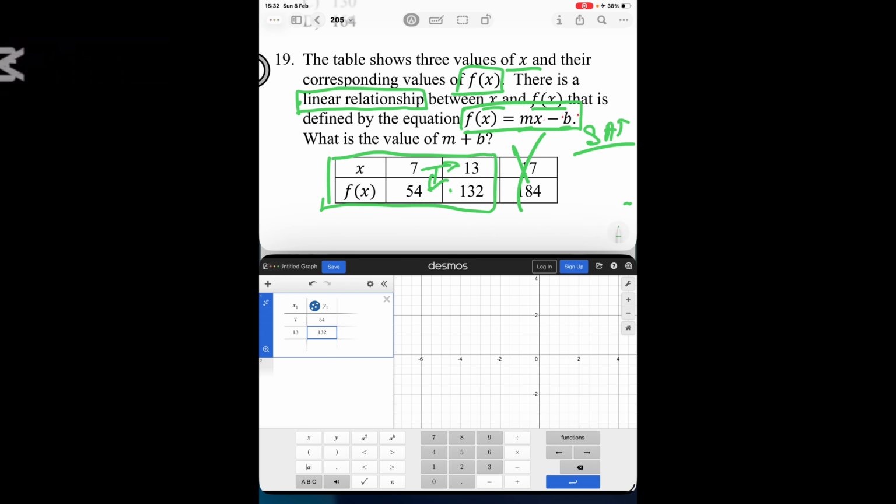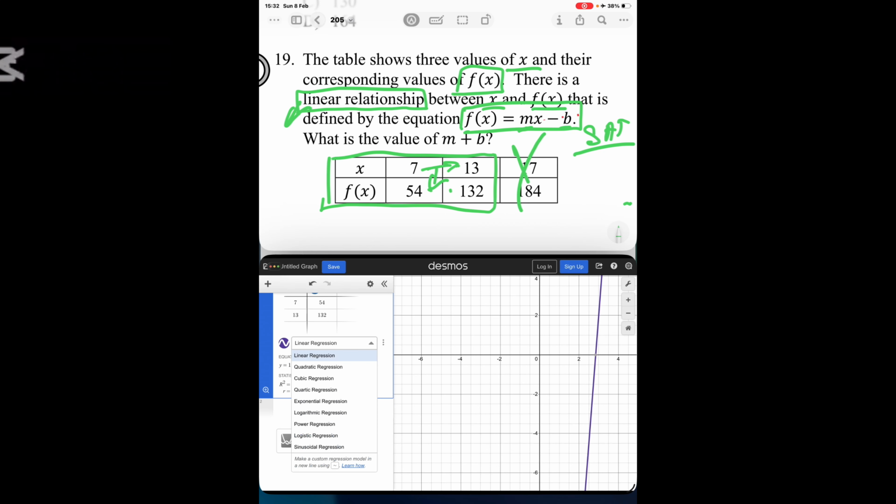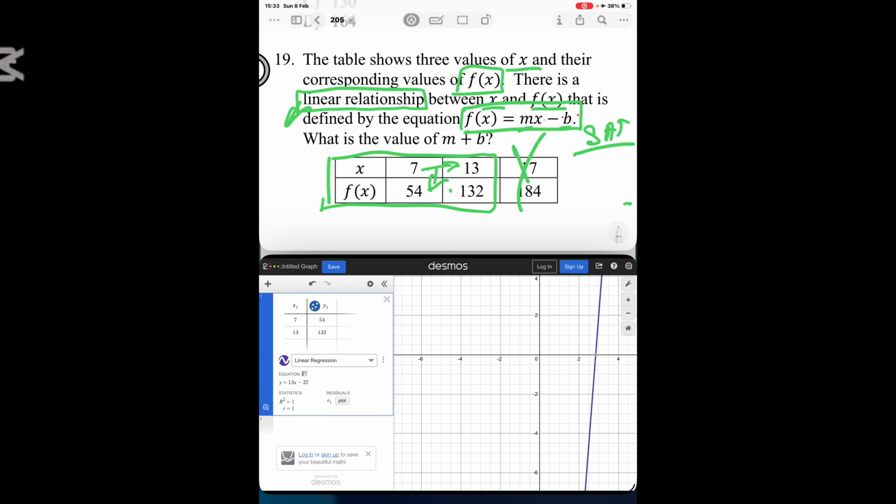As you can see, it says that it has a linear relationship between these 2 points. So then what you have to do is use regression. And from this regression, the value of y is given as 13x minus 37, right? Now as you can see, the value of f(x) is going to be mx minus b. Is it right then?